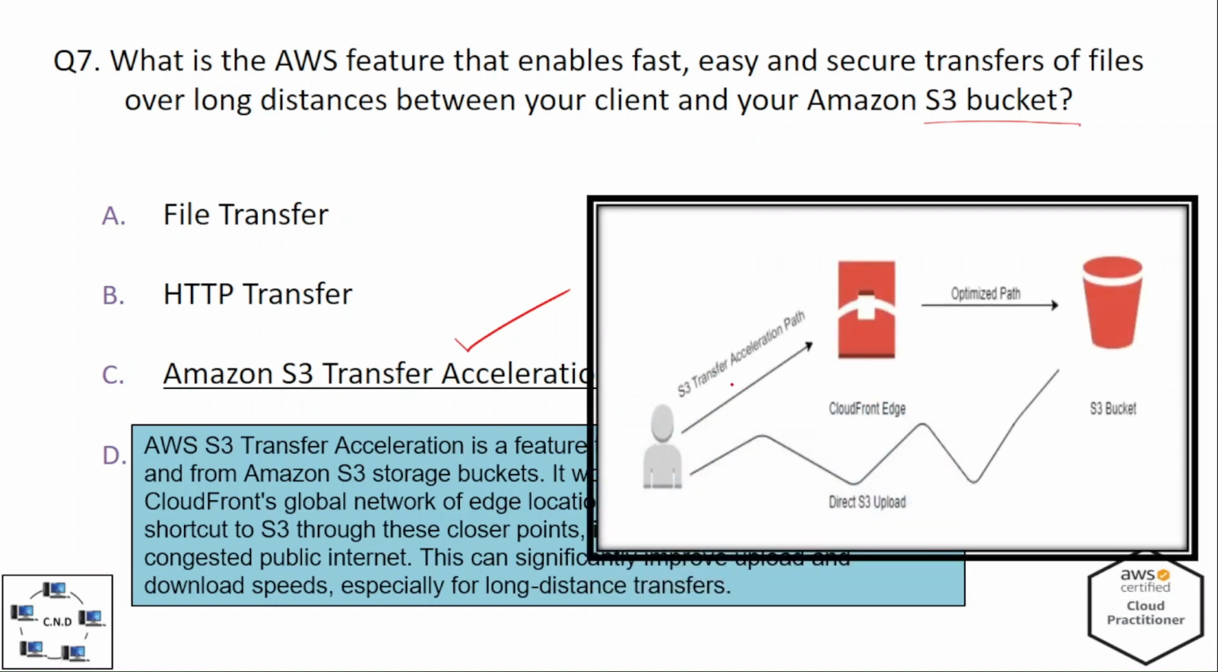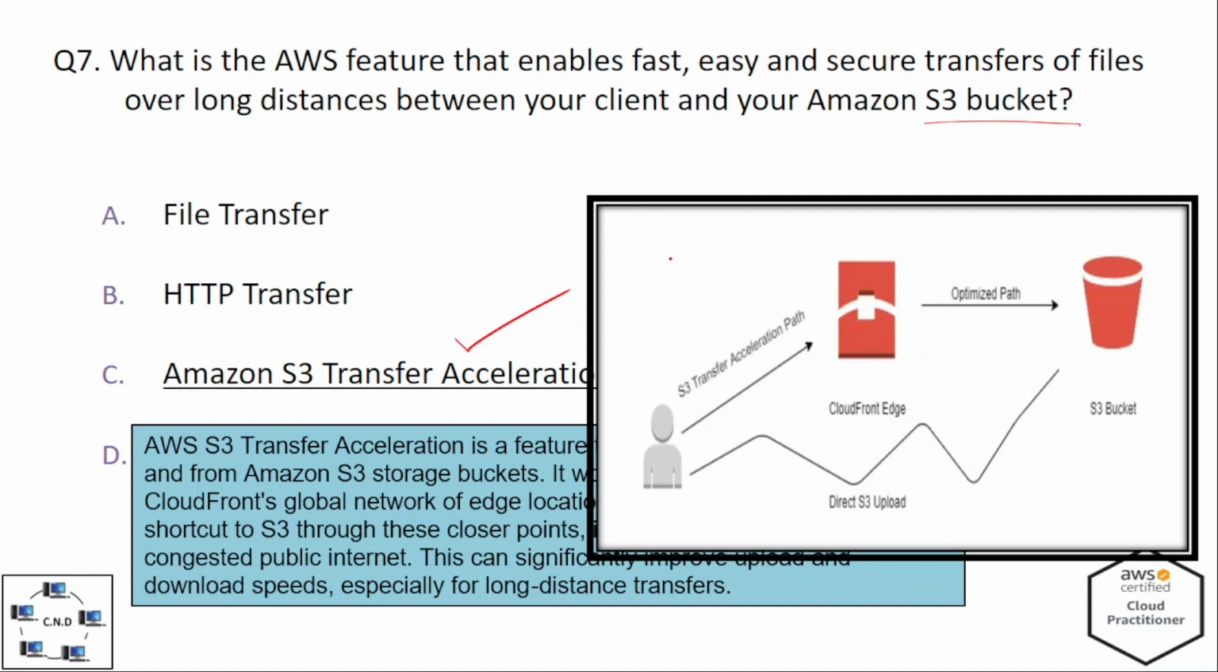So this is the Amazon S3 transfer acceleration path in action. Here we can see that this is an optimized and quick path, while the traditional regular path through direct upload is bumpy and slow.